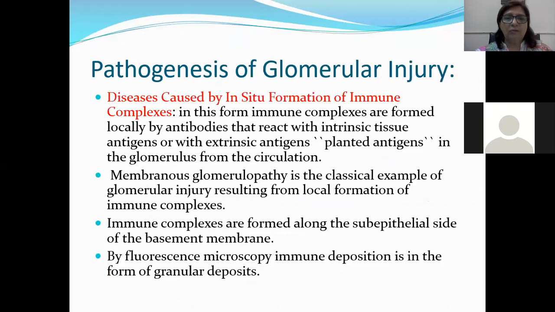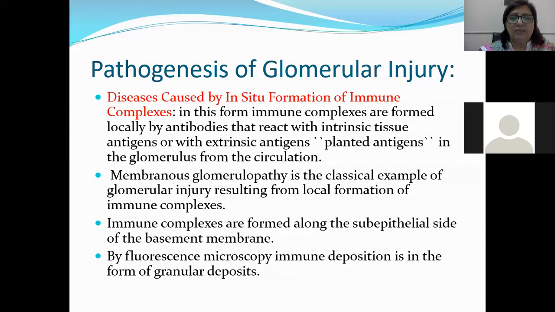So pathogenesis of glomerular injury continued. Diseases which are caused by in situ formation of immune complexes. It means in this form, immune complexes are formed locally in the glomeruli by antibodies that react with the intrinsic tissue antigens or with extrinsic antigens or planted antigens. As I've told you, in the glomeruli there are fixed antigens. Antibodies can come and form in situ immune complexes on them, or on the planted antigens, which are in the glomeruli because of the filtration; they come and lodge in the glomeruli. These are known as planted antigens. Antibodies can form against them as well, leading to in situ formation of immune complexes.